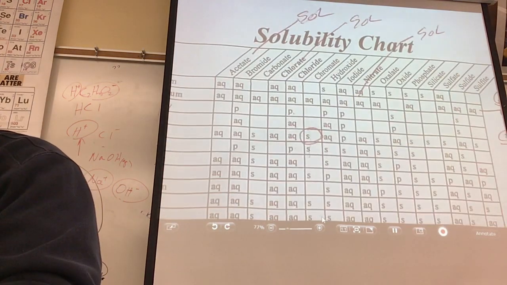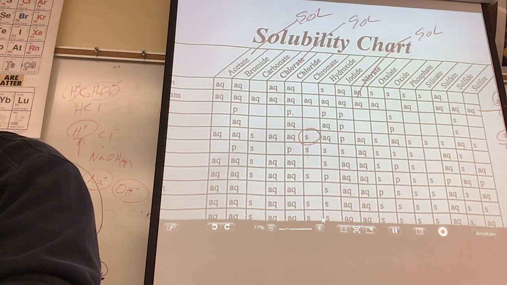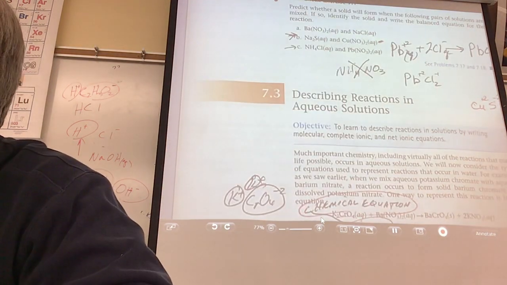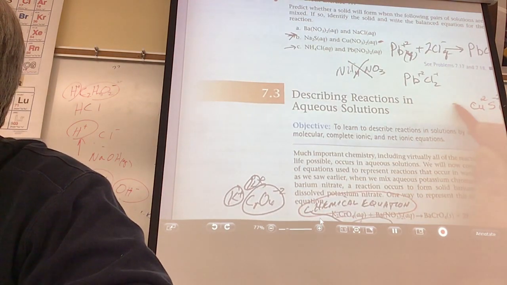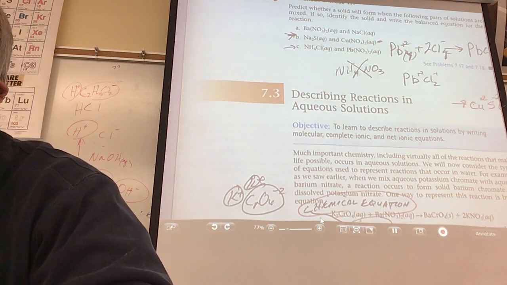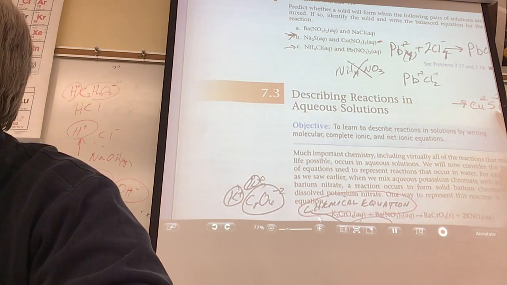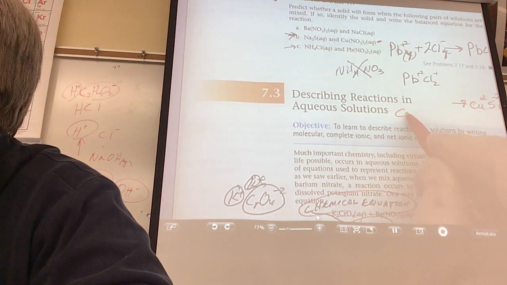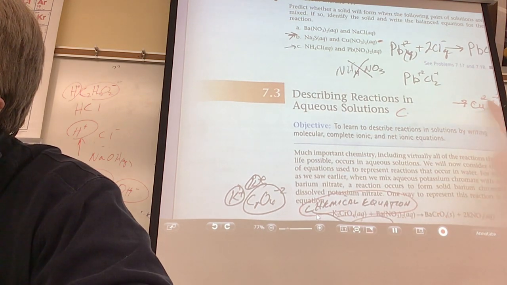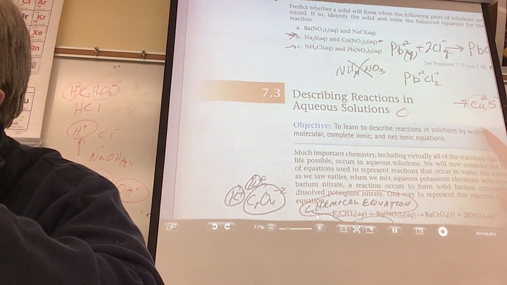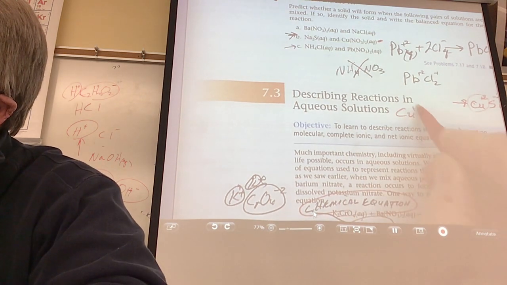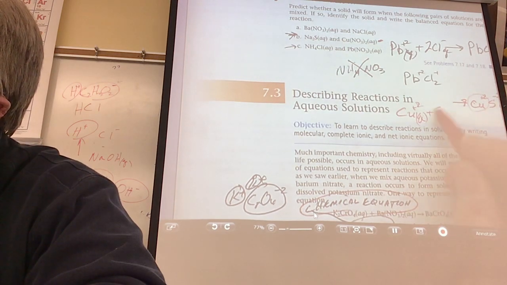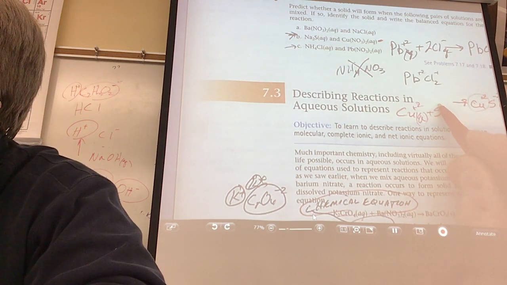Look, copper sulfide is a solid, isn't it? So here we go. Watch now. I'm ready. Isn't that right? What's the only way you could have made this? How many copper ions do I need? In order to make this compound, how many coppers do I need? And it had to be an ion, right? Aqueous. And what else did you need?